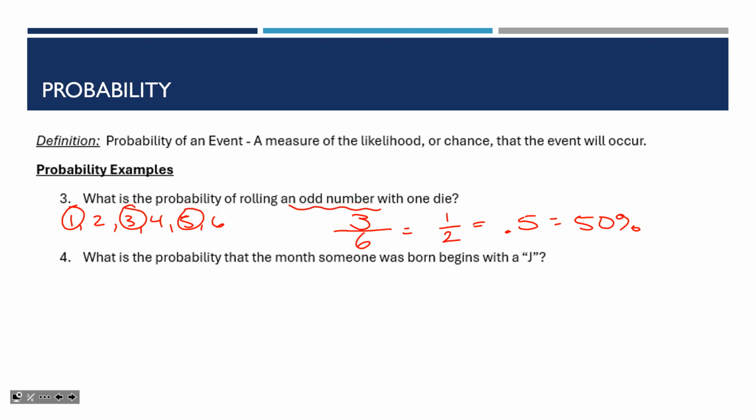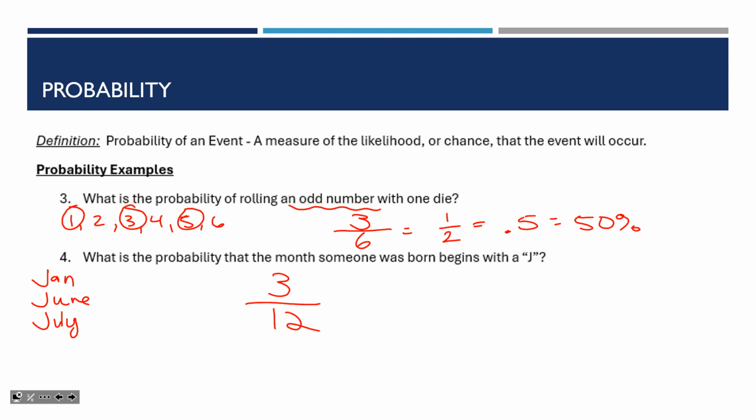Well, how many months of the year are there? There's 12 months of the year. And then think about those months. How many of them start with the letter J? Well, we have January, February, March, April, May, June, July, August, September, October, November, December. So there's 3 months of the year out of the 12 that begin with the letter J.